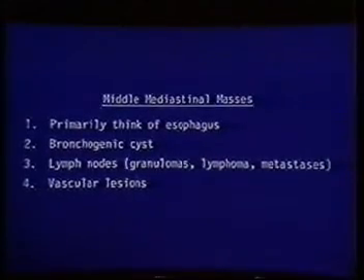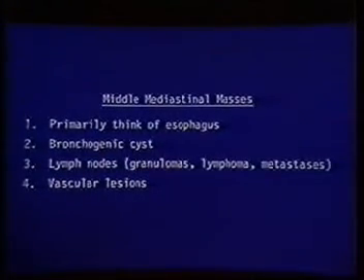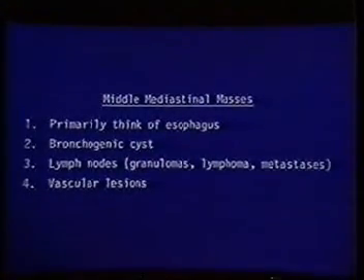Other important things to think about would include bronchogenic cyst, a variety of lymph node abnormalities, granulomatous disease, lymphoma, or metastatic disease, and again, finally, vascular lesions always deserve consideration. Here's a patient who has an abnormal contour bulge of the mediastinum medial to the right hilum, kind of pushing out, although I will point out it's sometimes very difficult to separate abnormality in the medial aspect of a hilum from abnormality in the mediastinum.